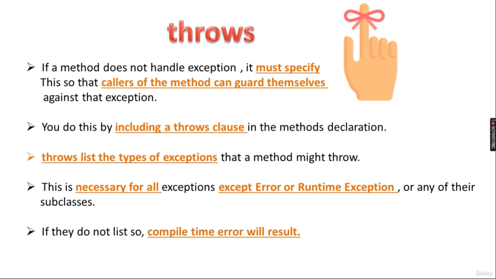Then the throws keyword. If a method does not handle an exception, it must specify this so that callers of the method can guard themselves against that exception. Okay, the caller will know that this method will not handle the exception. You do this by including a throws clause, throws followed by a list of types of exception that a method might throw. Okay, this is necessary for all exceptions except Error or RuntimeException or any of their subclasses.